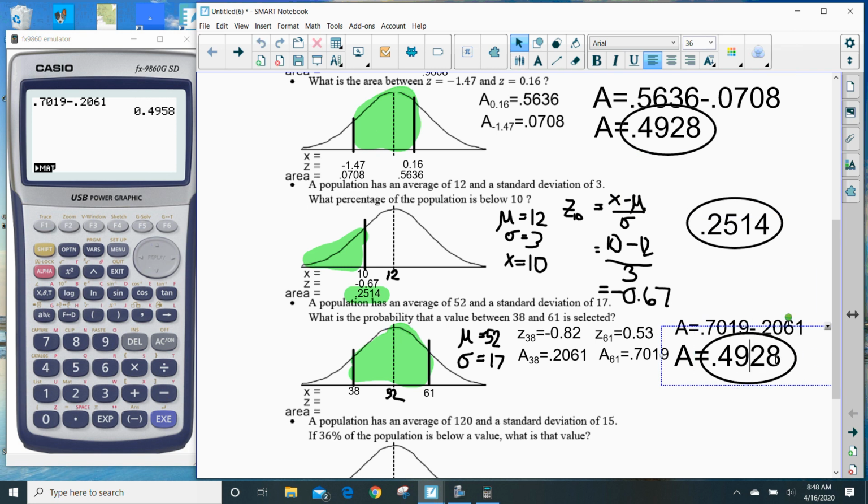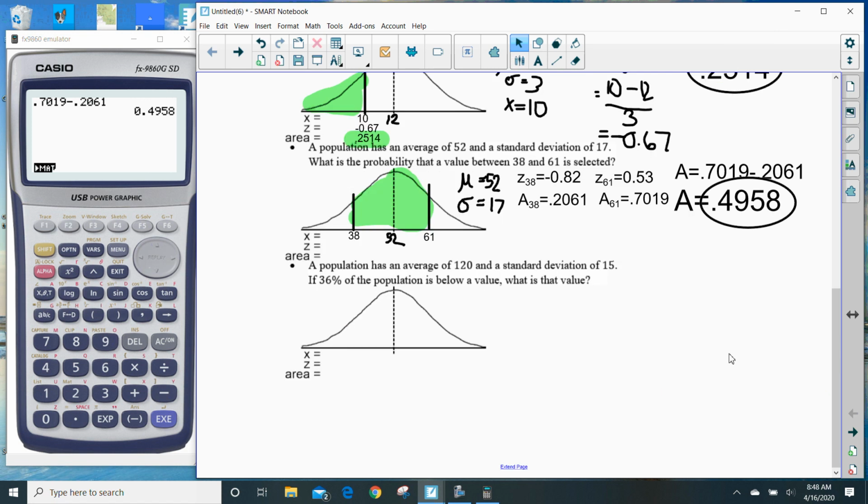Ooh, almost similar to that answer right there. 4958. That is that idea. Okay, last but not least, and this one is probably the trickiest one.